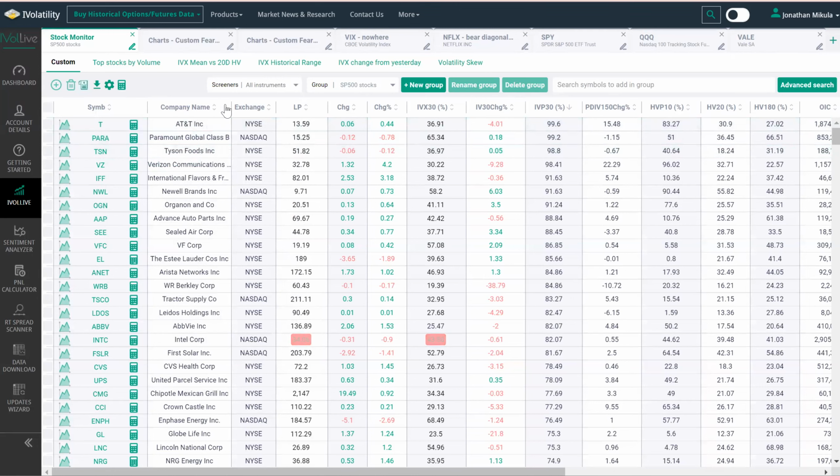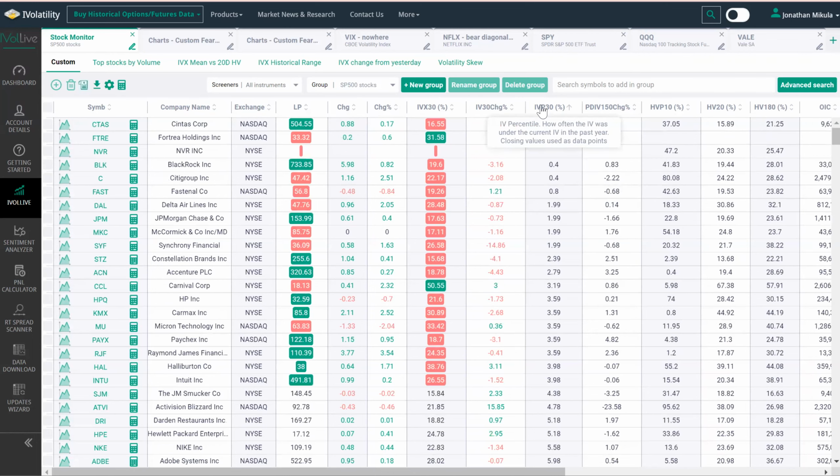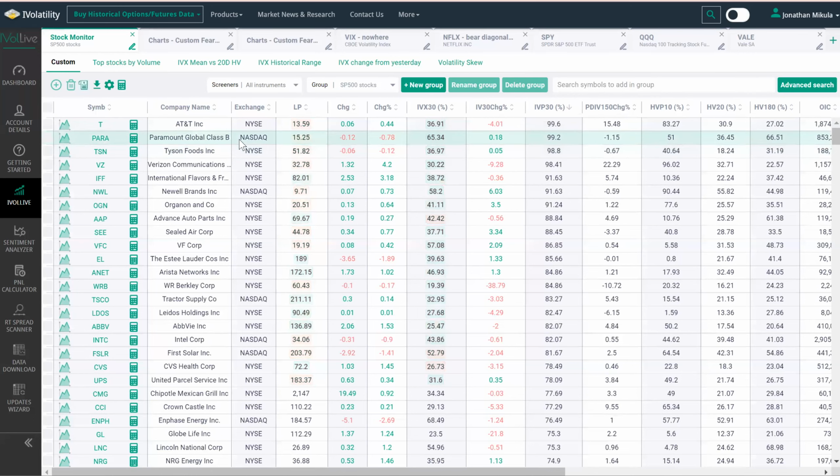And once you have it displayed, the way to read it is always from left to right here. So we're screening all instruments within the S&P 500. And then these are the categories, the different columns that are displaying. And then you can sort in ascending or descending order.